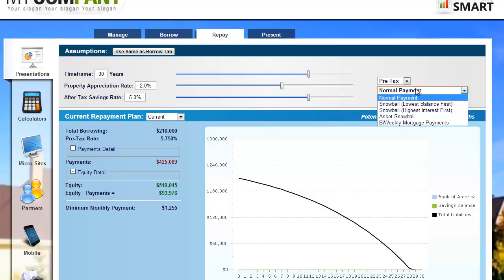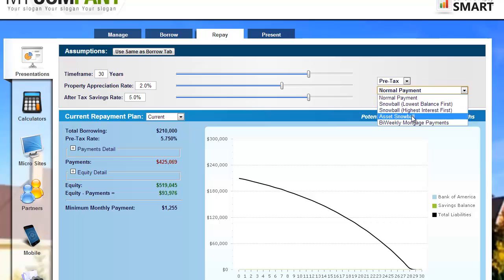You can do a normal payment, that would be just the minimum required payment. You can do a snowball where the lowest balance is always paid off first, so that means any debt or debt repayment, that low balance is going to get paid off, then the next lowest balance. The highest interest means the highest interest rate is going to get paid off first, then the next highest interest rate, then the next highest interest rate will be paid off.